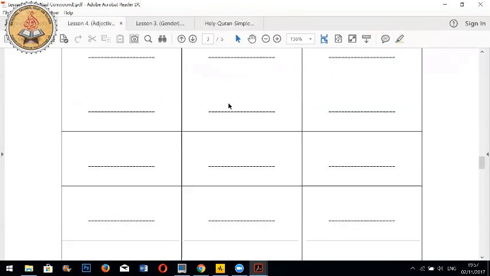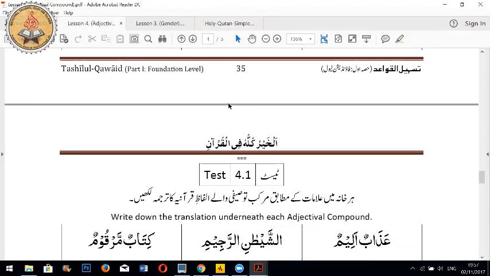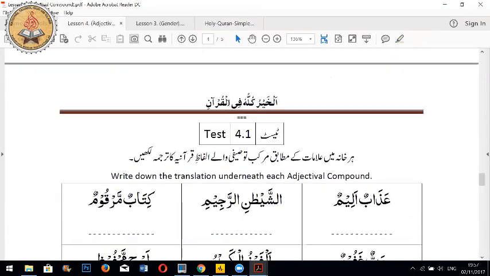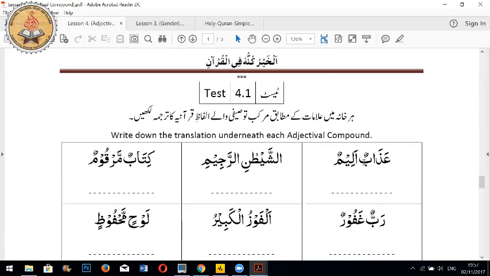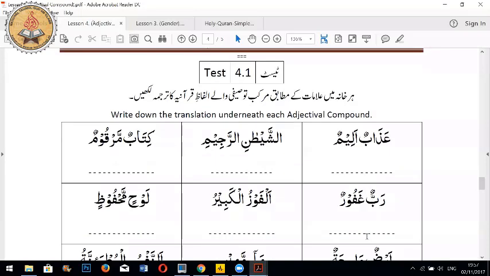Now we come to test 4.1. Write down the translation underneath each adjectival compound. So azabun alimun, very well. I think every person in the class can do it in Urdu or English, whatever you like. Painful punishment, and then rabbun ghafurun. Rabbun is a Lord, cherisher, nourisher; ghafurun, forgiving. So rabbun ghafurun, forgiving Lord, and then again ash-shaitan ar-rajim.